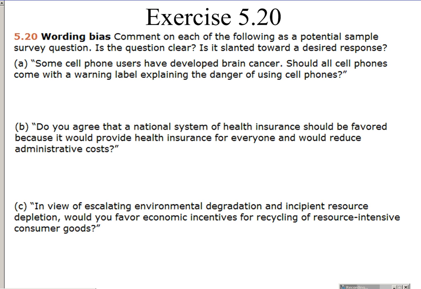Wording bias. Comment on each of the following as a potential sample survey question. Is the question clear or is it slanted towards a desired response? Some cell phone users have developed brain cancer. Should all cell phones come with a warning label explaining the danger of using cell phones? First of all, is this clearly stated? Yes. Is it slanted? Probably slanted in favor of warning labels.